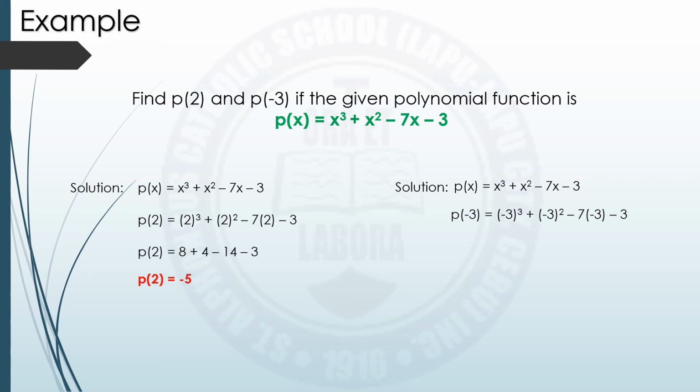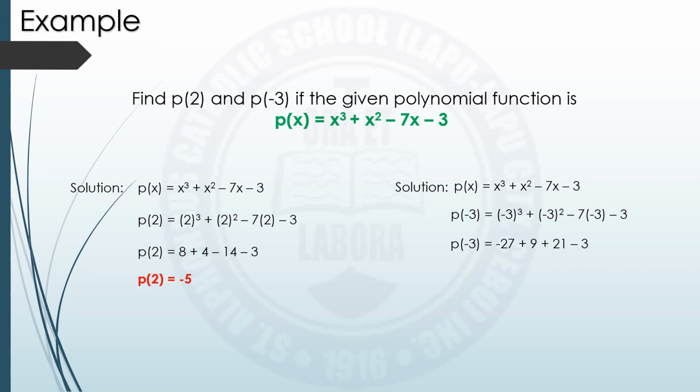And then we are going to simplify by getting the result of negative 3 cubed, the answer is negative 27. Negative 3 squared, the answer is 9. Negative 7 times negative 3, the answer would be positive 21. That is why we have plus 21 there. And then copy negative 3.